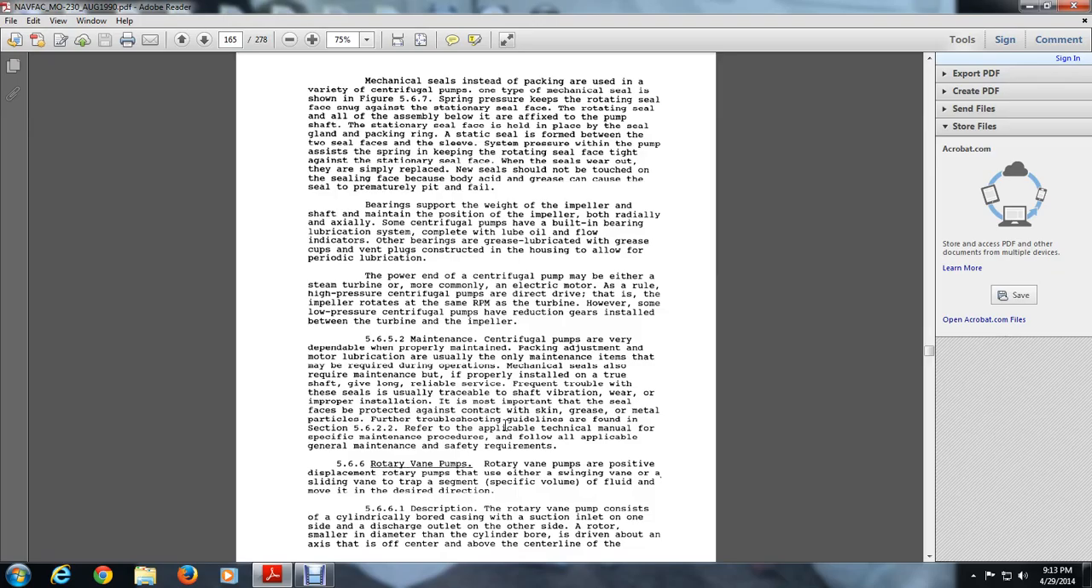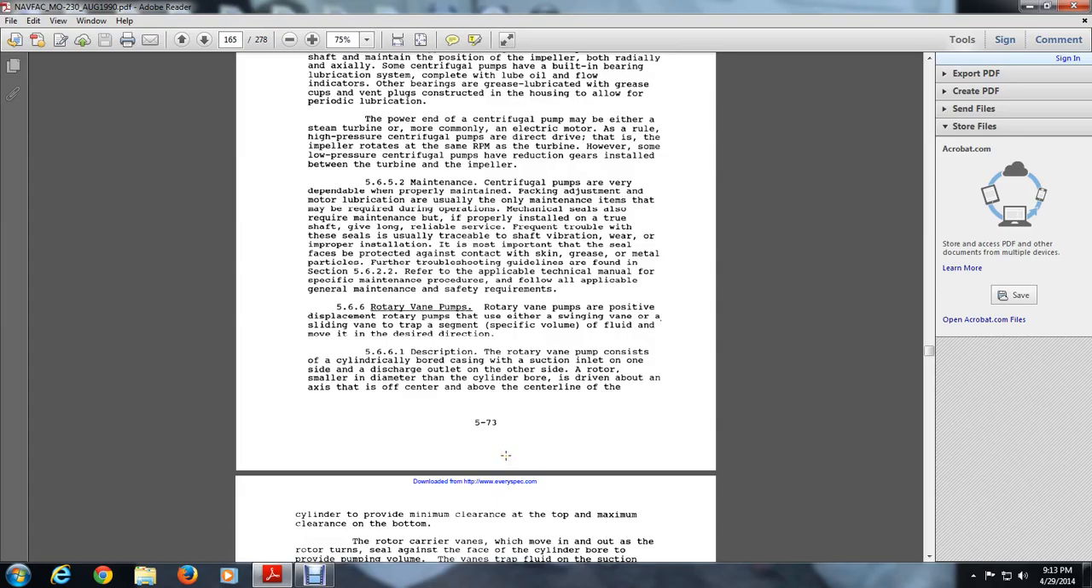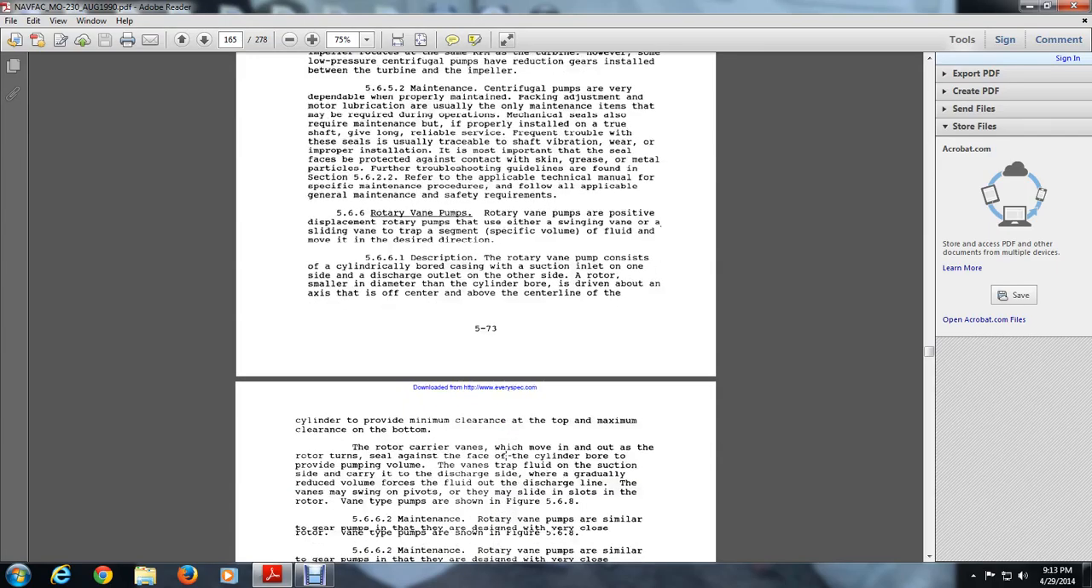5661 Description. The rotary vane pump consists of a cylindrical bore casing with the suction inlet on one side and the discharge outlet on the other side. A rotor, smaller in diameter than the cylinder bore, is driven on an axis off the center of and above the center line of the cylinder, providing minimum clearance at the top and maximum clearance at the bottom.